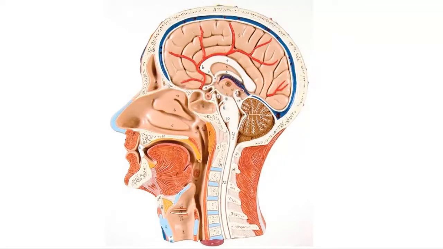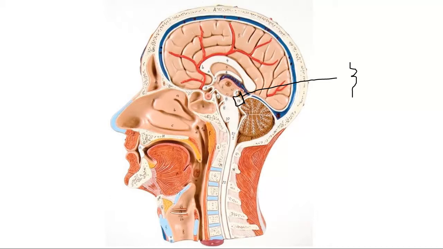The corpora quadrigemina. That's the one thing that I missed besides the meninges. Let's talk about these guys. So see this thing right here labeled 18. On some of our models, you'll see it look a little bit more like a set of two bumps because there's two of them on each side.